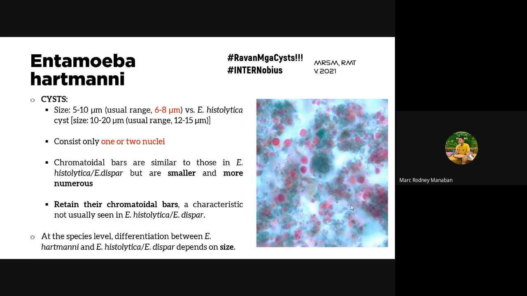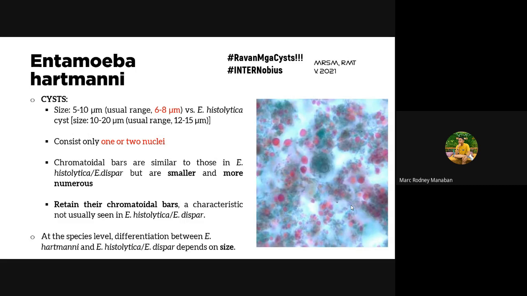But now that we know their size ranges, our technique is this: if this question comes back and the measurement of the cyst is less than 10 micrometers, it is Entamoeba hartmanni, so that is what you answer. But if the cyst is greater than 10 micrometers, then we answer Entamoeba histolytica. That is if the size of the cyst is given. Usually, if the size is given, the board examiner wants a specific answer.